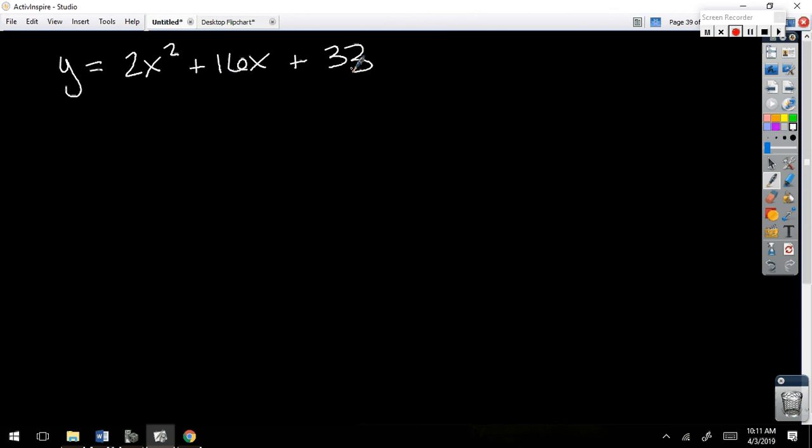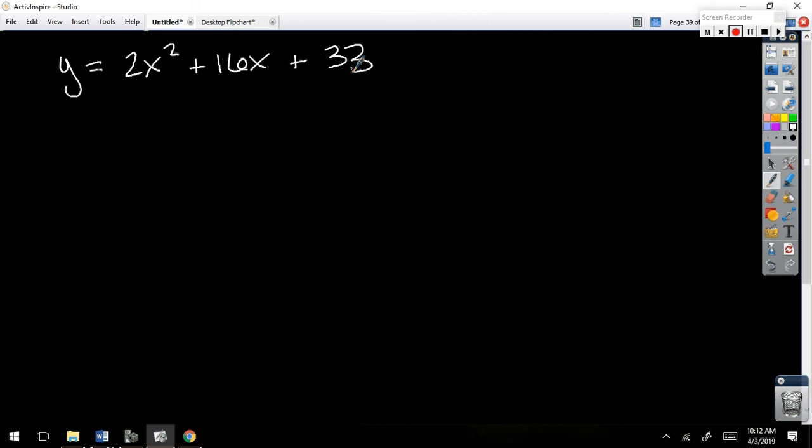All right. Tell me what you know before we graph it. A is 2. What does that mean? If A is 2, what does that mean? It's happy. It's positive. It opens up. What else do you know? B is 16. What else? C is 33. What does that tell us? Whoa, that's way high, right? So I might not be graphing the y-intercept this time, and that's okay.